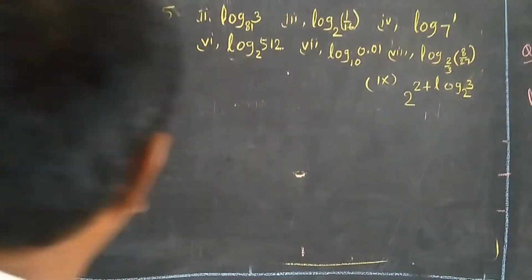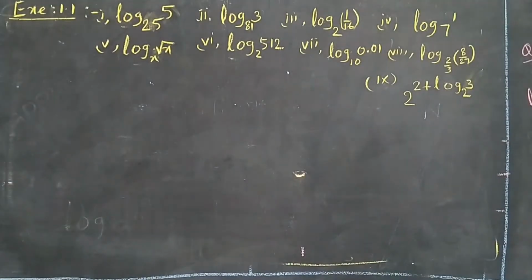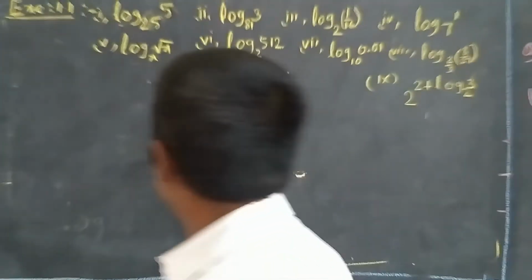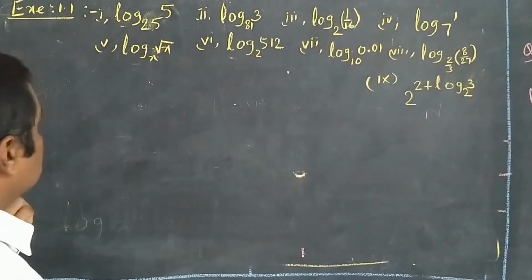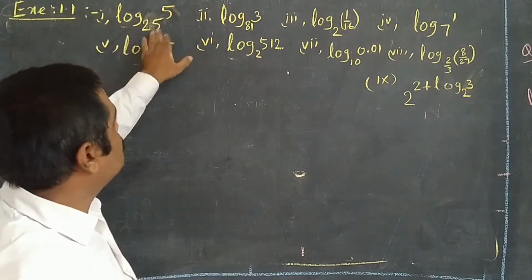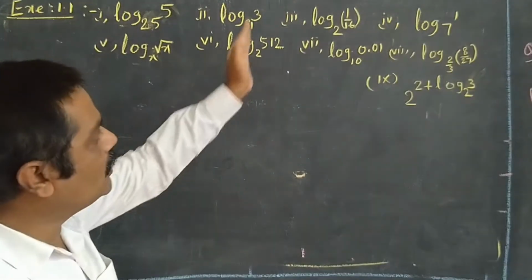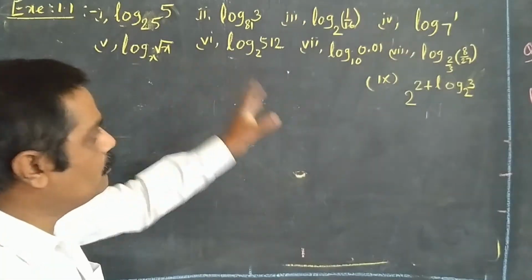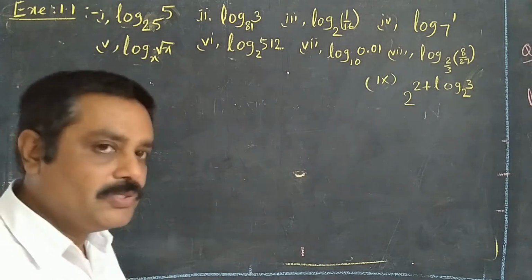Children, see this Exercise 1.1. Your 9 problems are there in the first bit. In all these problems, he is asking to find the values. Determine the values he is asking. Means we have to find the value of log 5 base 25, log 3 base 81, log 1 by 16 base 2. We have to do all these problems. I will explain some problems, the remaining problems you have to do.